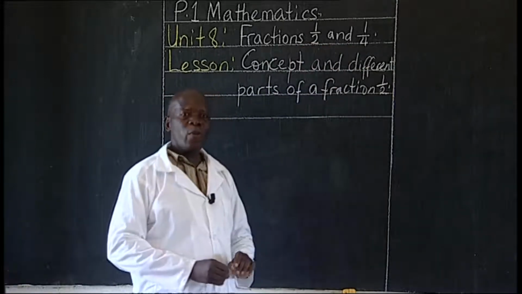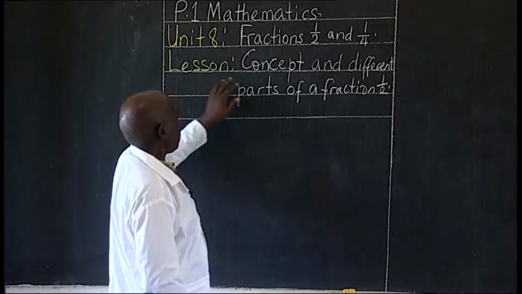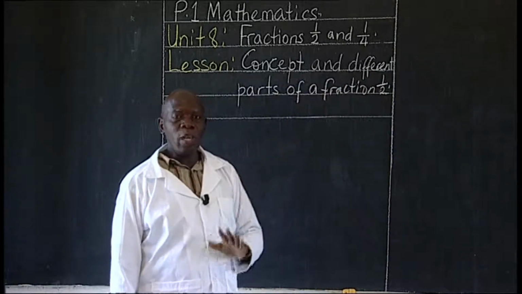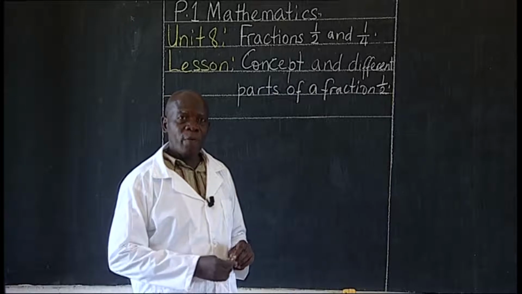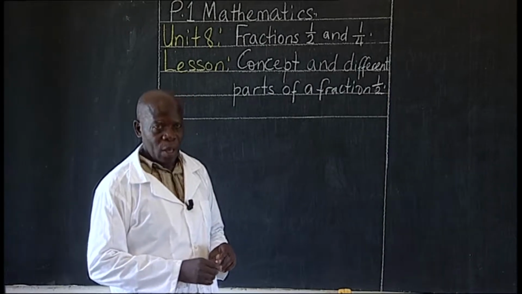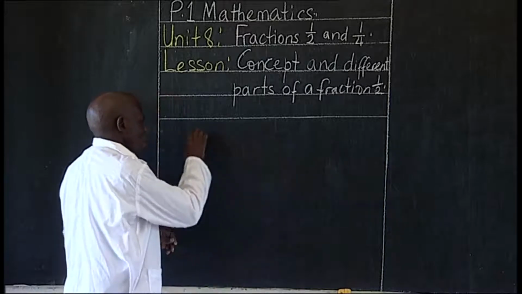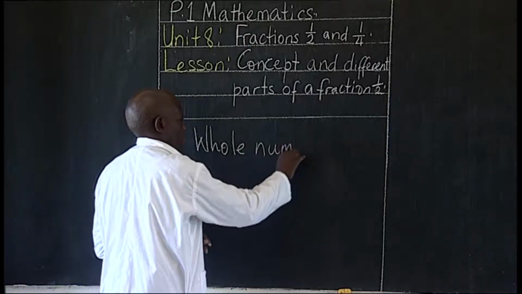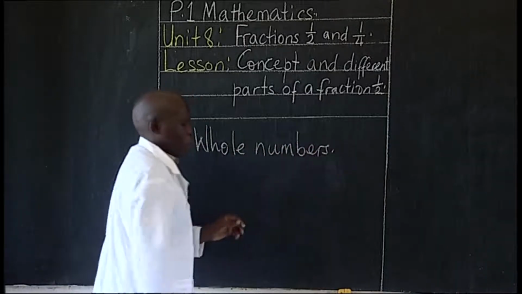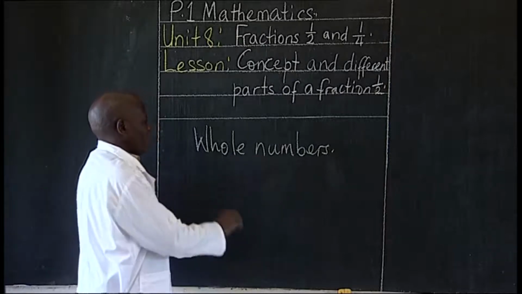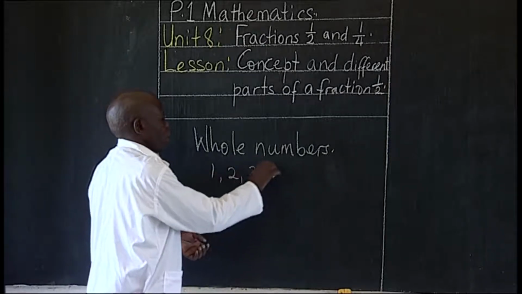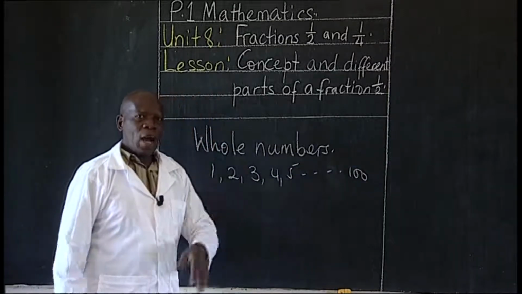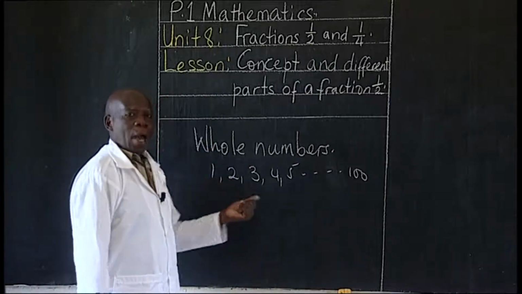But the lesson we are going to look at is the concept and the different parts of a fraction. We've been looking at whole numbers all along. We looked at 1, 2, 3, 4, 5, up to 100. But now we are going to look at a half.